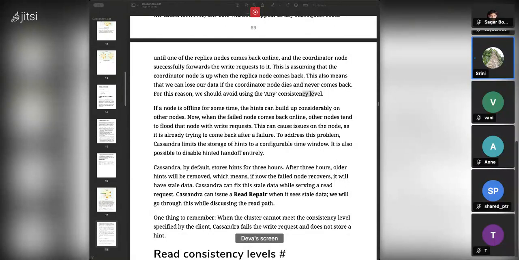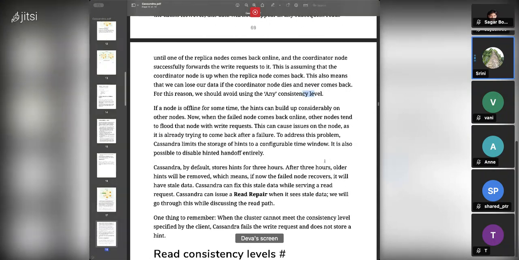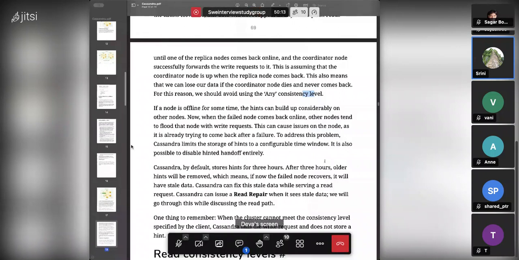After 3 hours, older hints will be removed, which means that if the failed node recovers, it will have stale data. Cassandra can fix the stale data by serving a read request. Cassandra can issue a read repair when it sees stale data, which we'll go through while discussing the read path. One thing to remember: when the cluster cannot meet the consistency level specified by the client, Cassandra fails the write request and does not store a hint.